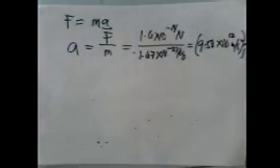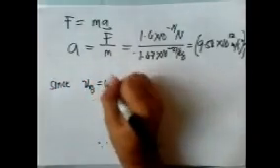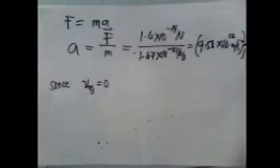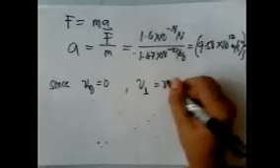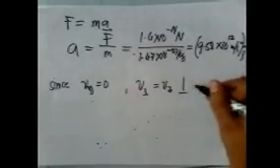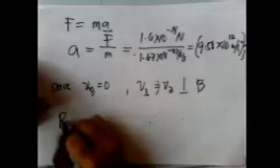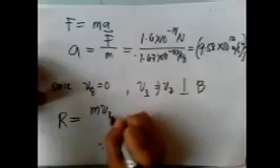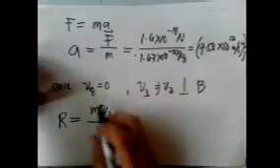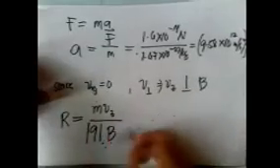So since Vy is equal to 0, the component of the velocity perpendicular to B is Vz. So V perpendicular is equal to Vz, perpendicular to B. So we could actually get the radius of the path of the particle, which is mVz all over q, the magnitude of our charge, times B.